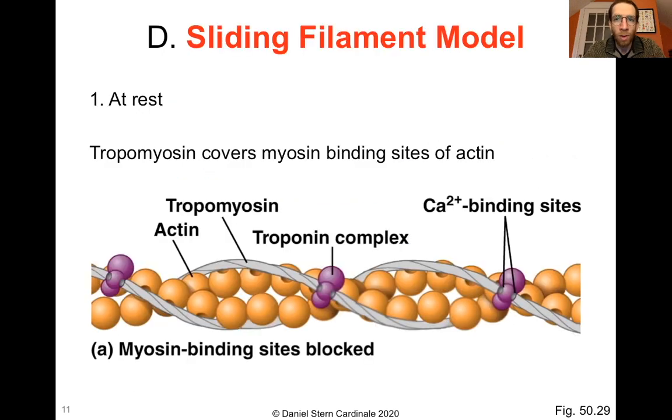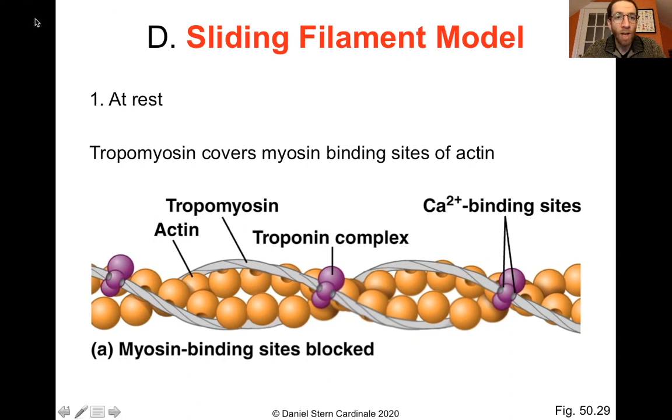Now we'll talk about the mechanism of muscle contraction. This is called the sliding filament model. And it's called the sliding filament model because of what we just talked about. The filaments are sliding past each other. In order to make sense of this, we have to go back to our actin filaments first, our thin filaments, and look at how those different components are interacting.